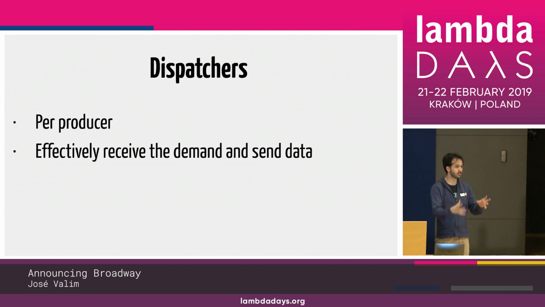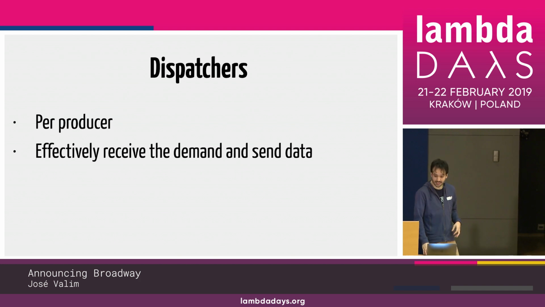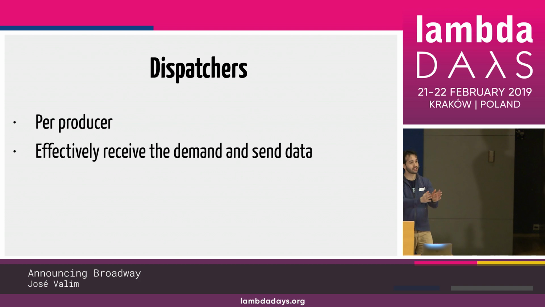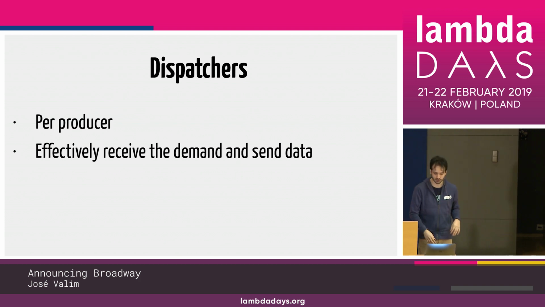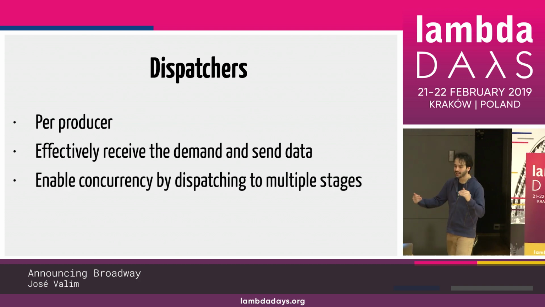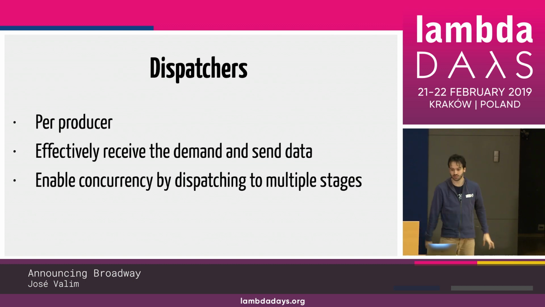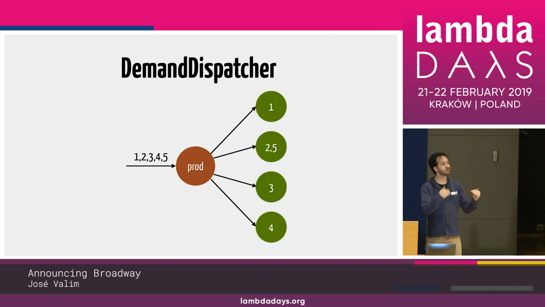This is where the core of this logic is, and that's why you don't have to worry about it when you're writing your own producers and your own consumers. And the dispatchers enable concurrency because they allow us to dispatch to multiple stages, to multiple consumers. So, for example, the default dispatcher that we use is the demand dispatcher. And the demand dispatcher allows multiple consumers, right, to subscribe to the same producer, and the producer is going to choose which consumer it should send the data to based on the demand.